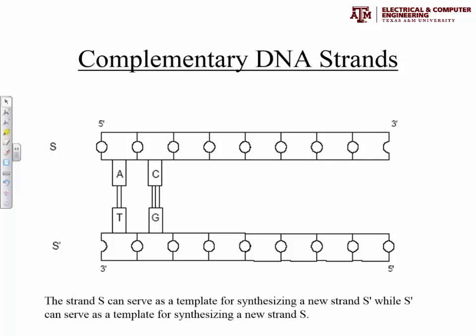So this is how DNA replication or DNA synthesis takes place, right? So you have two strands of DNA, one is S and one is S prime, right? And you can see the complementary base pairing. A pairs with T through 2 hydrogen bonds, G pairs with C through 3 hydrogen bonds, right? So in order for you to replicate this DNA, the two strands will have to come apart. Each one will serve as a template for the synthesis of the complementary strand.